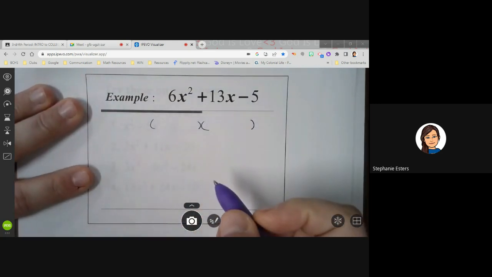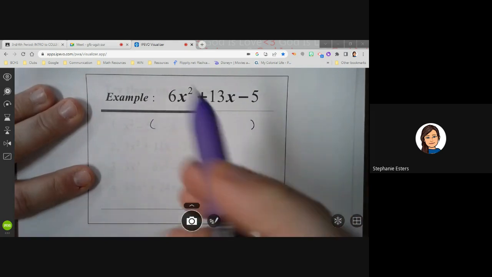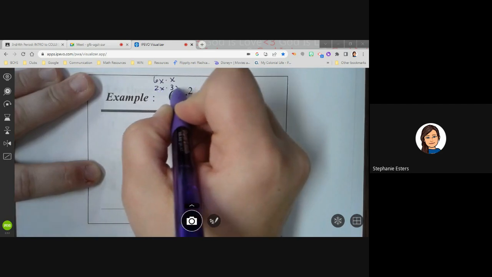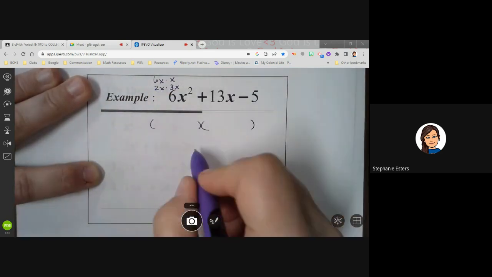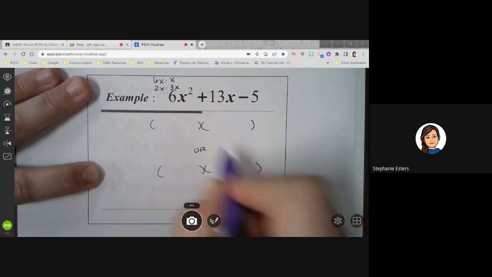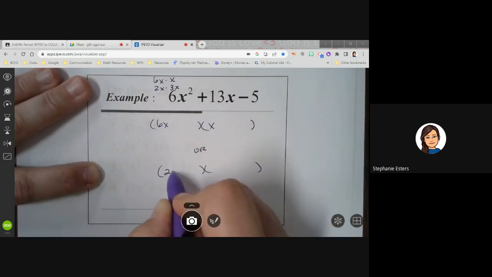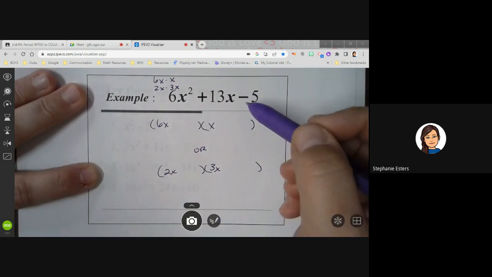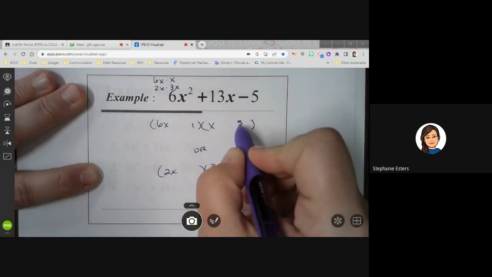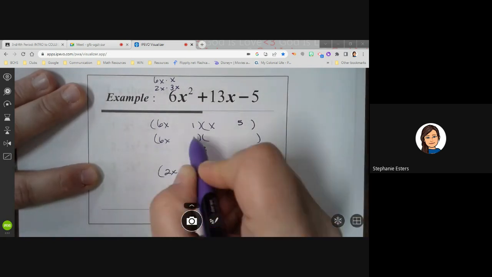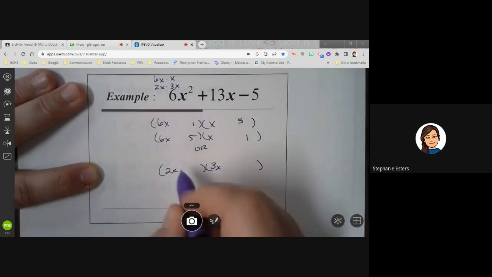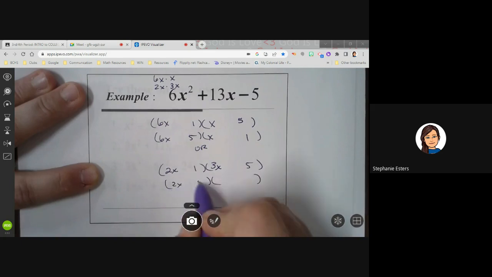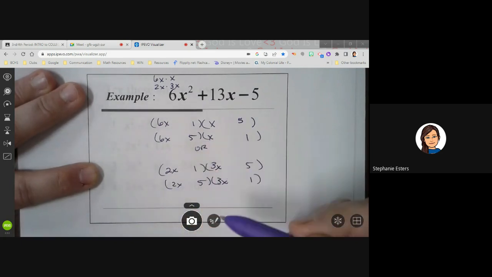And if I'm being 100% honest with you, this one is a pretty tough problem because 6x squared could either be 6x times x or 2x times 3x. And so we've got to kind of play with both of those options. So 6x and x or 2x and 3x. Now the factors of 5 have to be 5 and 1, so that's kind of nice. But what I don't know is, do they go like this? Or do they go like this? Same thing here. It could be the 1 and the 5, or it could be the 5 and the 1. So these are all different options.